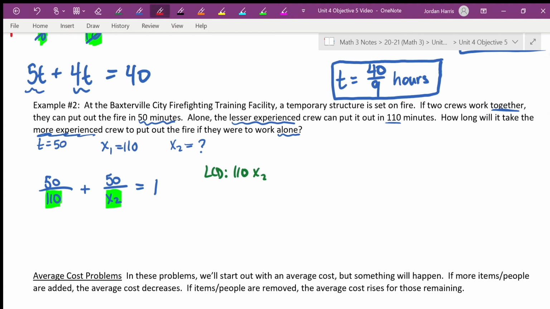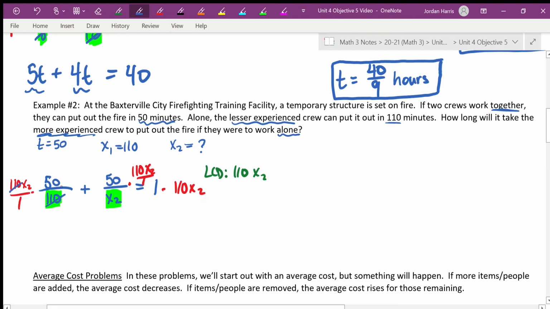Okay, so I'm going to multiply everything by that. So the 110 x sub 2 over 1. This one, 110 x sub 2 over 1. And this last one is 110 x sub 2. So the 110 simplifies in the first one, so I'm left with 50 times x sub 2, plus the x sub 2 simplifies, so I'm left with 50 times 110, which is 5,500, equals 1 times 110 x2.